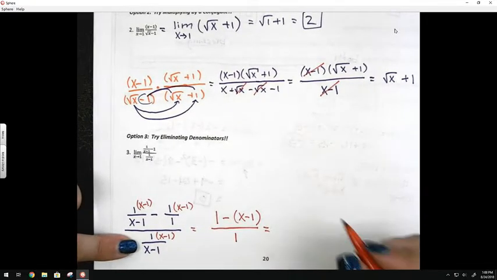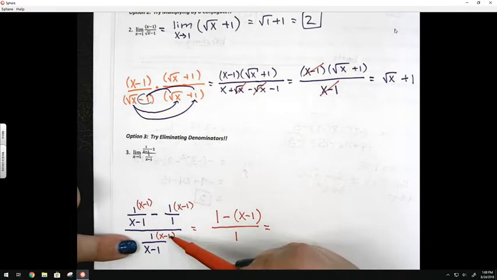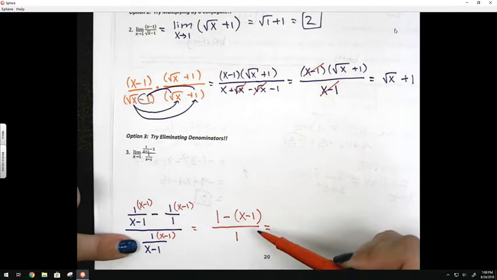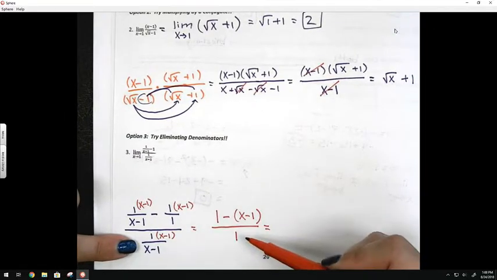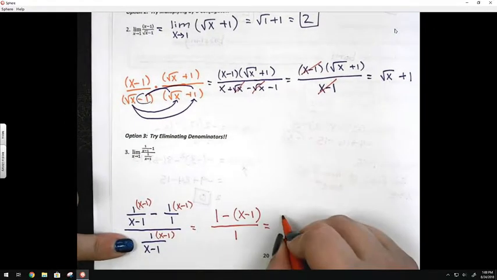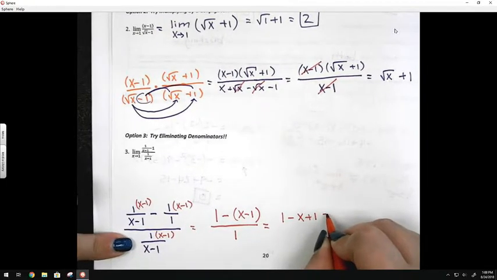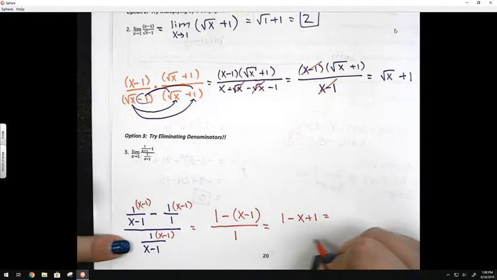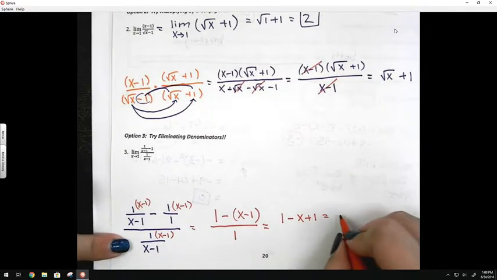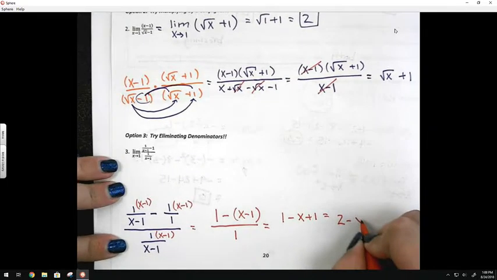All right, by just multiplying by the least common denominator, look how much simpler I made it. Now I don't have fractions and fractions anymore. This is so much easier to deal with. Distribute your negative, so we get 1 minus x plus 1, and then over 1. I hope you guys are cool with me dropping that. So this will be 2 minus x.